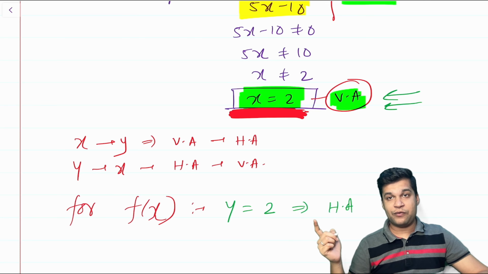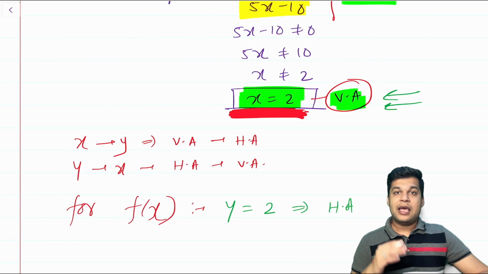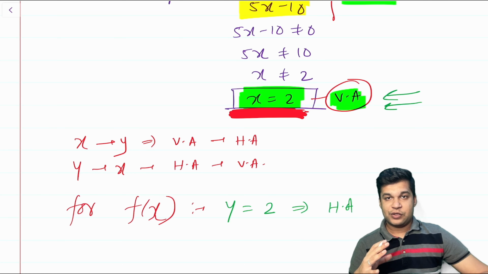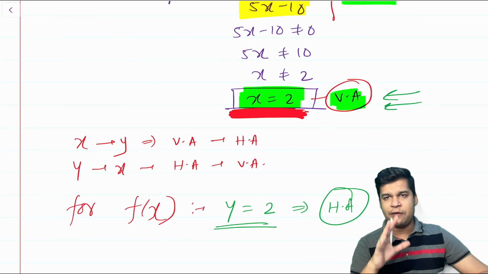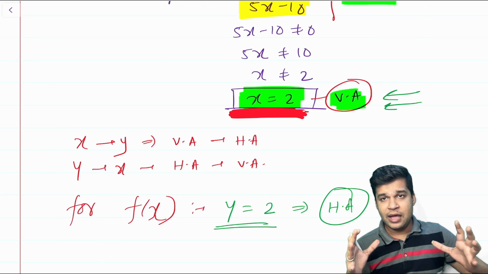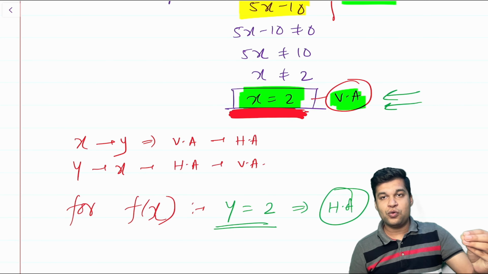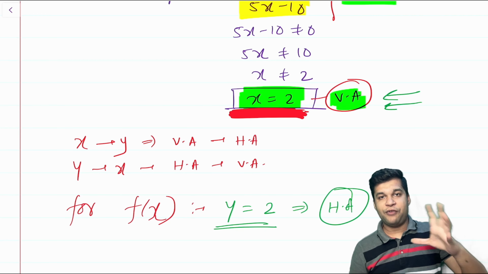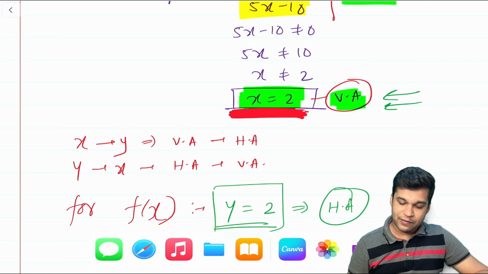What I'm trying to say here is, if you have to draw this on the graph of f of x, then you will have to swap x and y. So y equal to 2 is the horizontal asymptote. Don't worry. After 5 minutes, I'm going to discuss some tricks for you to understand how to find horizontal and vertical asymptotes. But for now, let us graph y equal to 2.